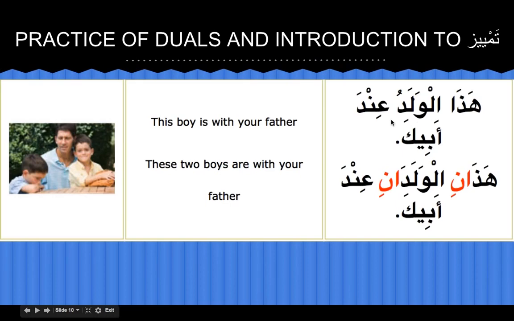And this boy is with your dad. Abika is your father. And you said true. There's hadanil waladani. Hadanil waladani. So everything in dual forms. So hada will become hadani, waladu will become waladani, and inda zarf, and abika. 2 boys are with your father.